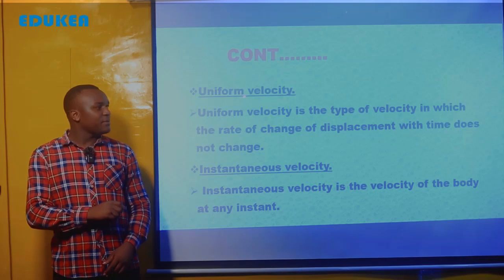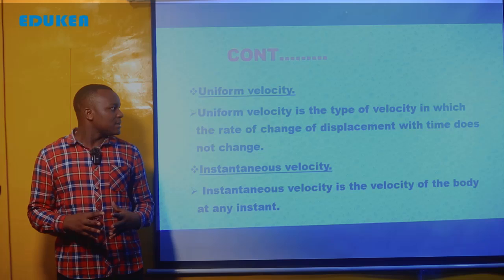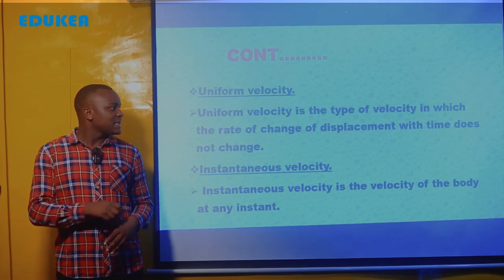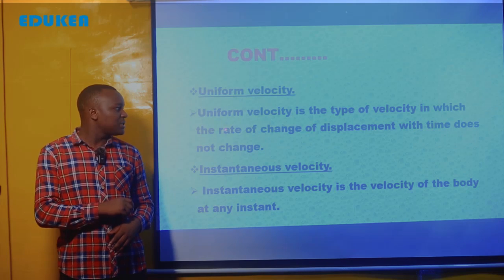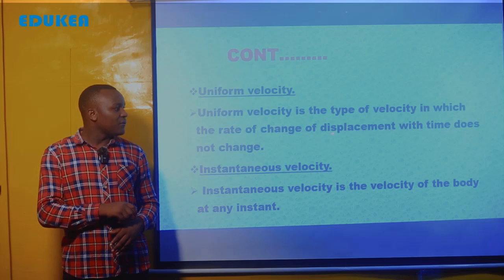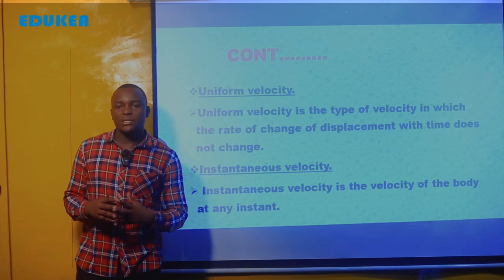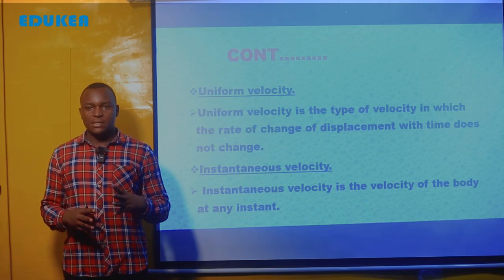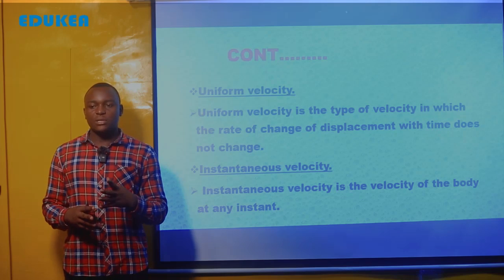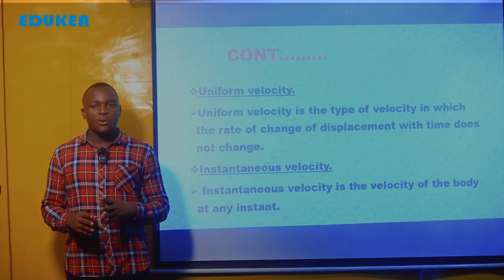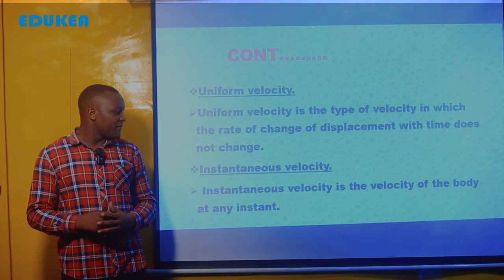We are talking about uniform velocity. A uniform velocity is the type of velocity in which the rate of change of displacement with time does not change. Means as the time changes, the displacement changes, but the velocity is not changing. That kind of velocity, we call it a uniform velocity.